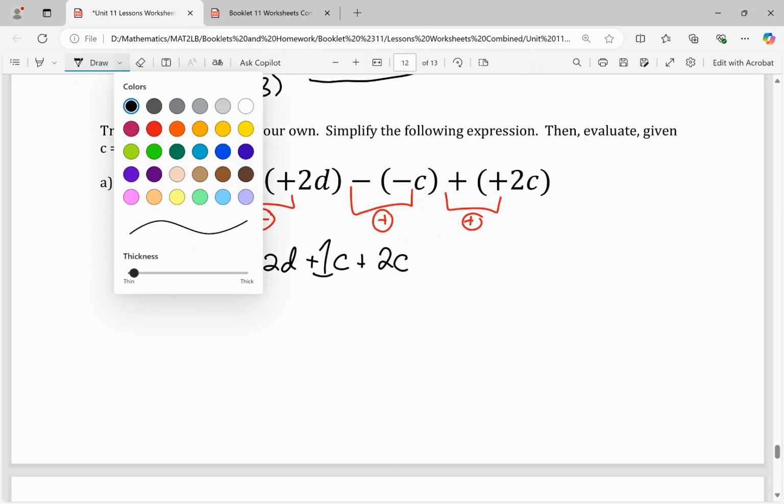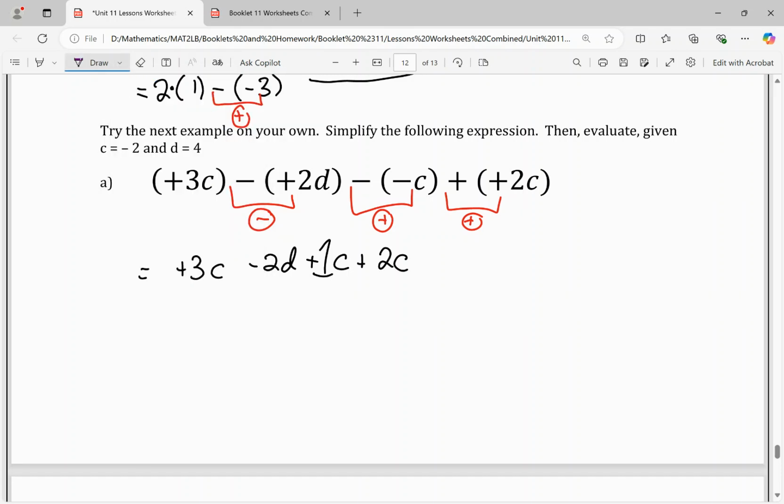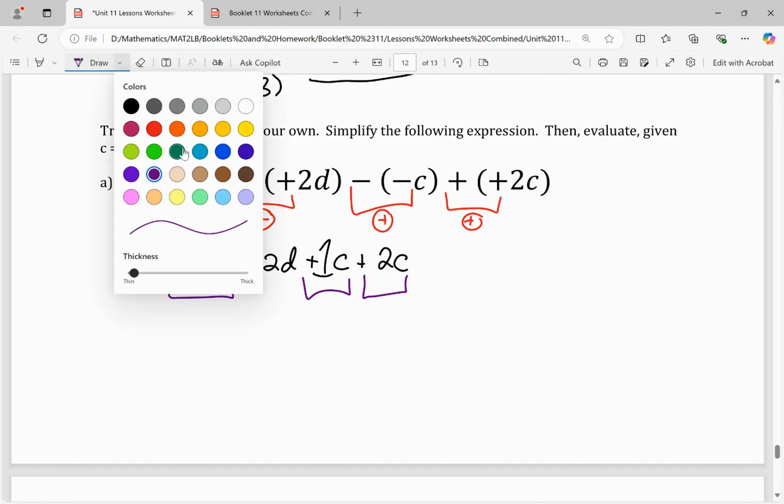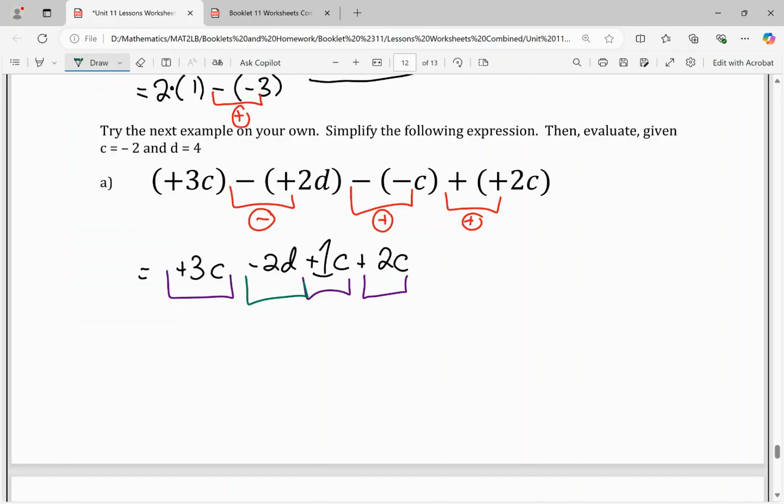So next step is to collect like terms. Now this problem's interesting because I have three terms which are alike, three terms which have just a C, and only one term that has a D. So our D has no like terms, it has no friends. And that's okay.